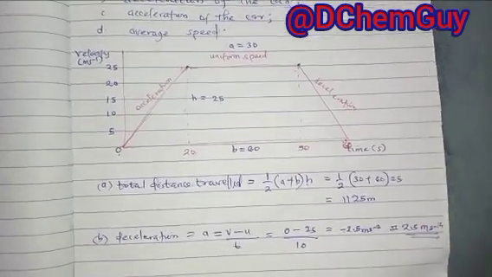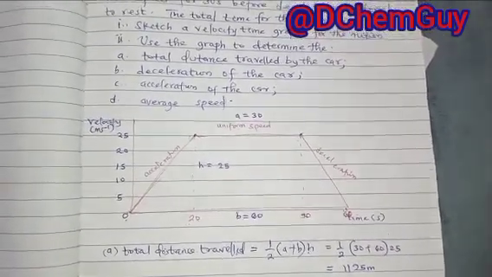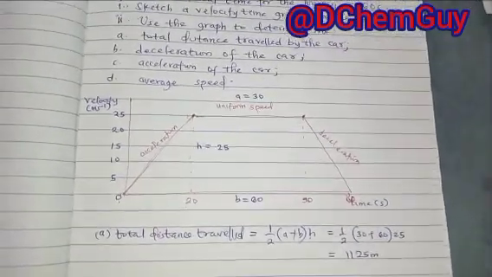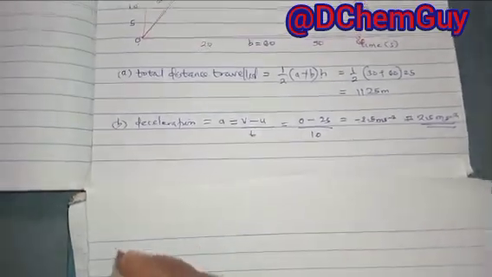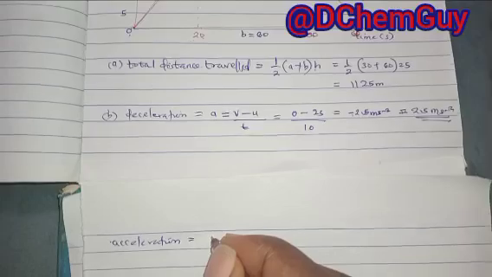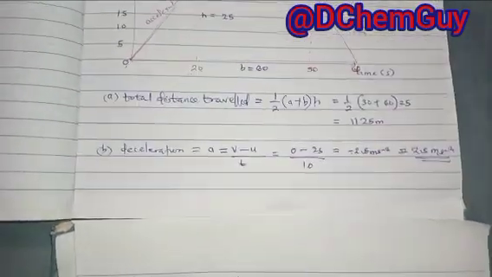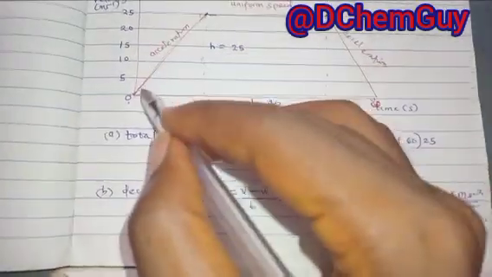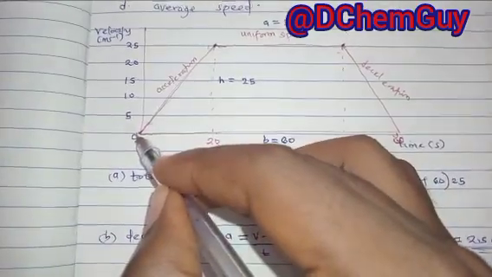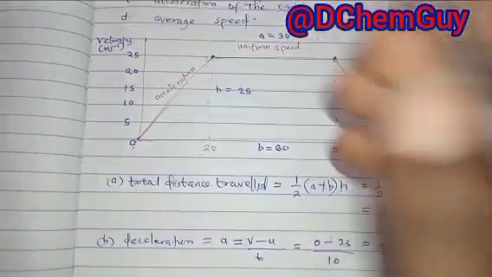Now let's move on to the next question. The next question is to look for the acceleration of the car. So how do we do that? Now, how do we find the acceleration? So acceleration equals v minus u over t. Now, what is our final velocity? It moved from 0 to what? 25. So this 0 is our initial, our final is 25. That is u equals 0, v equals 25.